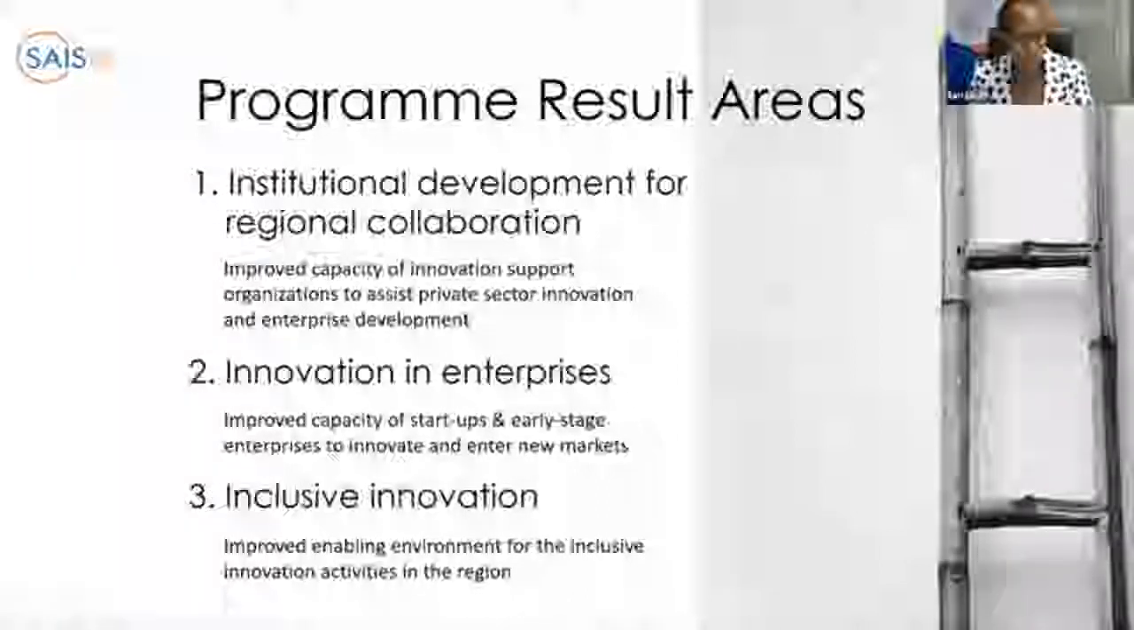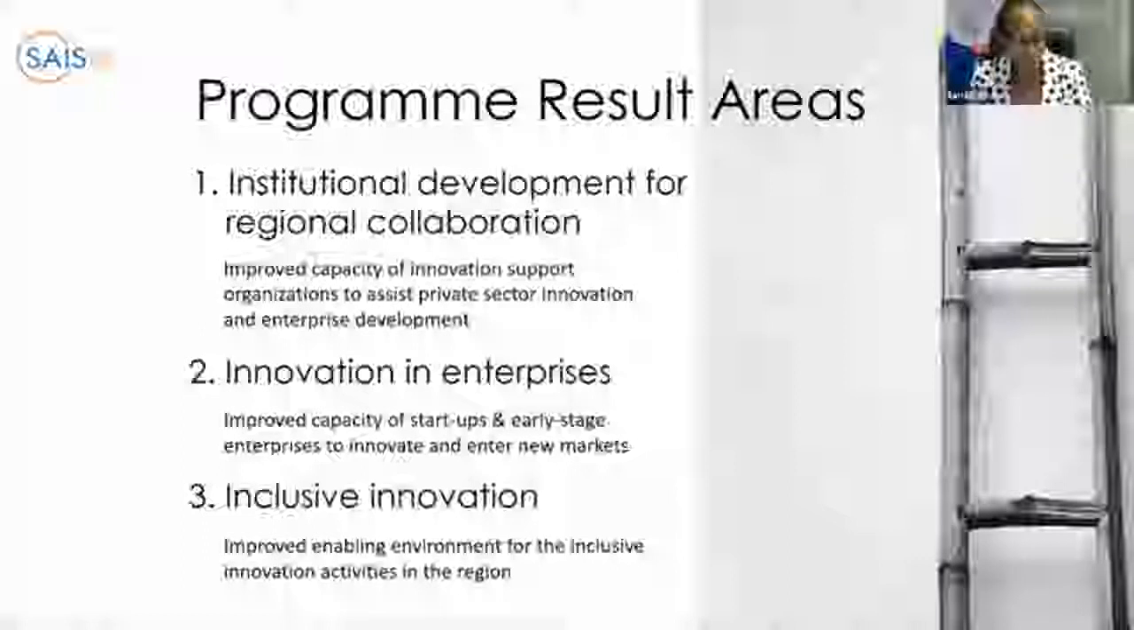The first is institutional development for regional collaboration, where the improved capacity of innovation support organizations that are the main applicants to SAIS, we seek to support them so that they can further support private sector innovation and enterprise development. And we see this as being a very key element of the support that's provided from SAIS.